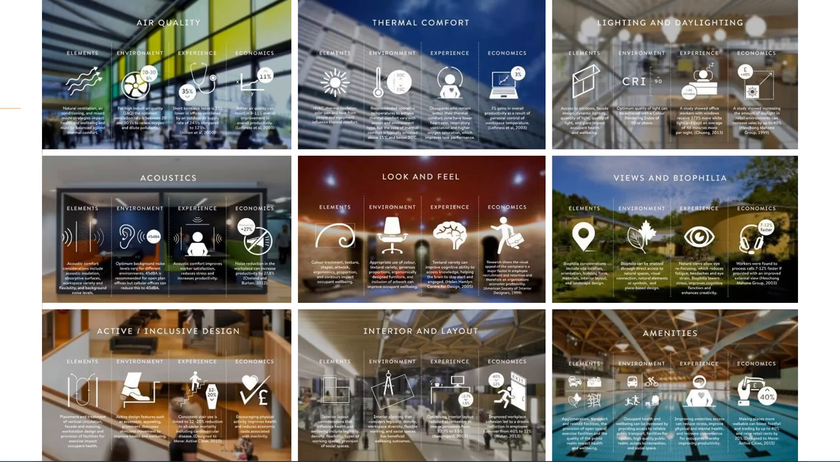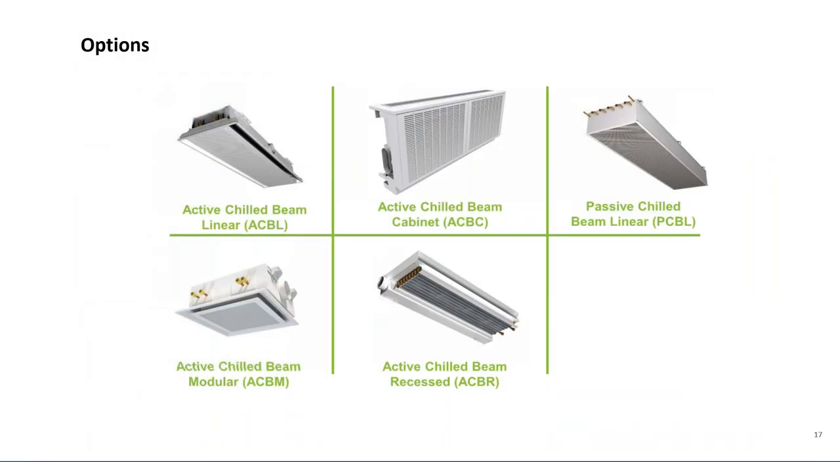This is the slide I talked about earlier. Really the first thing you should think about is what it's going to feel like in the space and how it's going to impact how you use the space. And then I know that you talked about earlier, and I think maybe Nathan talked about the different types of chilled beams. So certainly there's different applications for different projects.